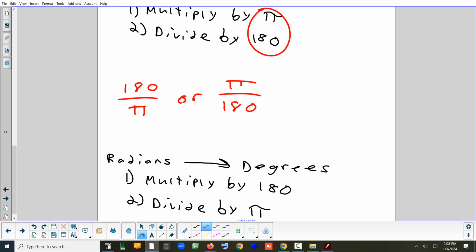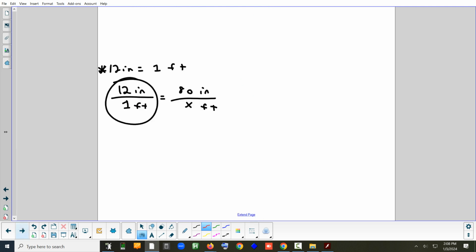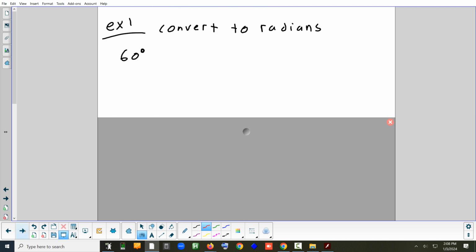All right. Does everybody have the steps before we try some examples? All right, so let's try. So we've got 60 degrees, and we want to convert it to radians.